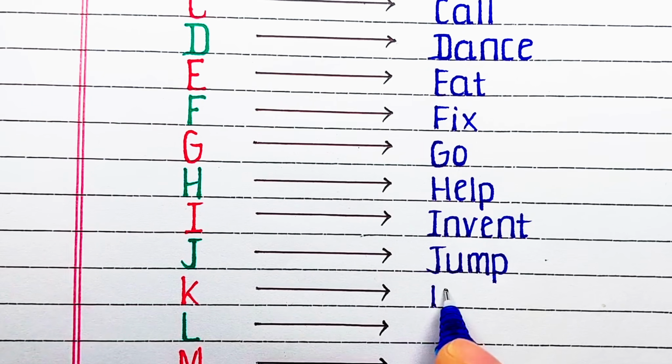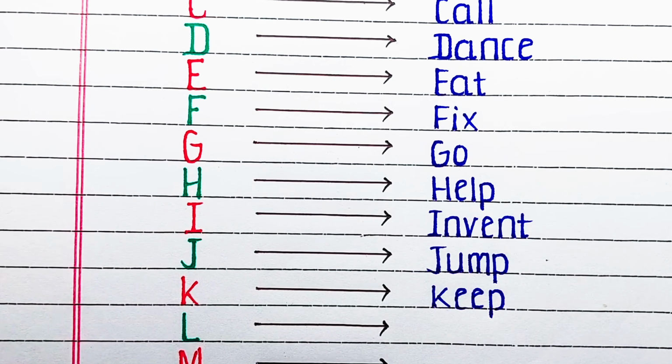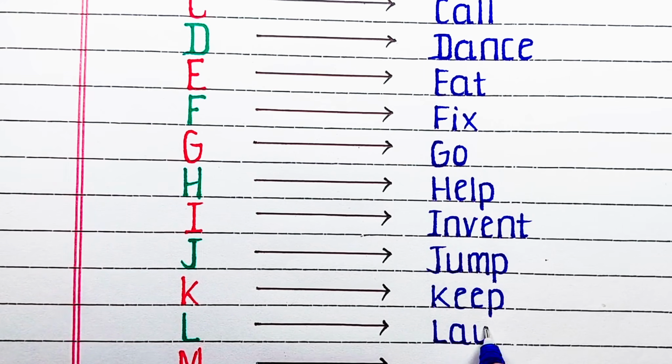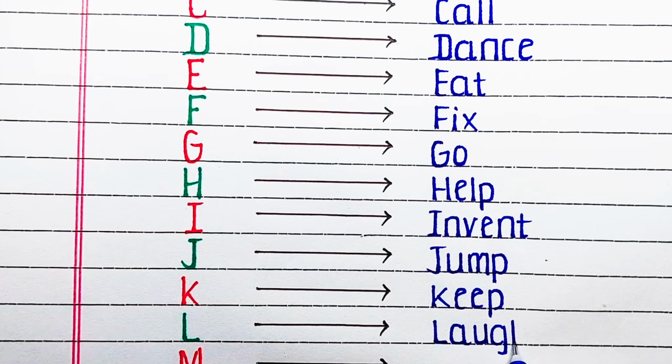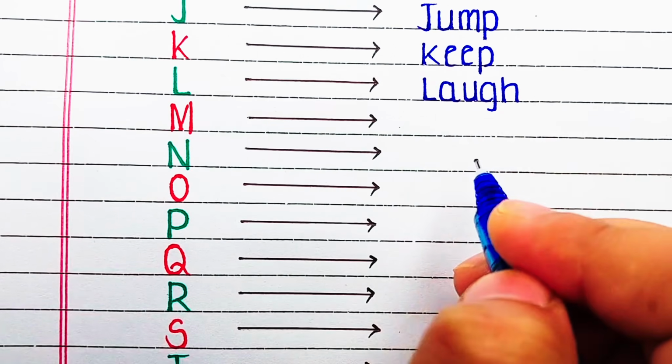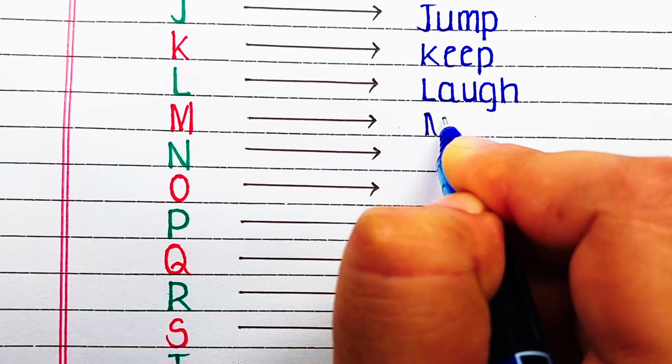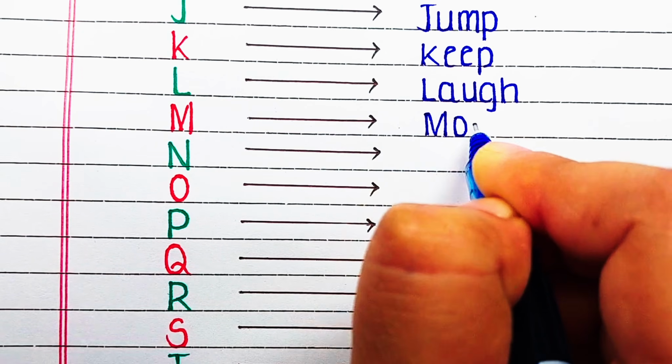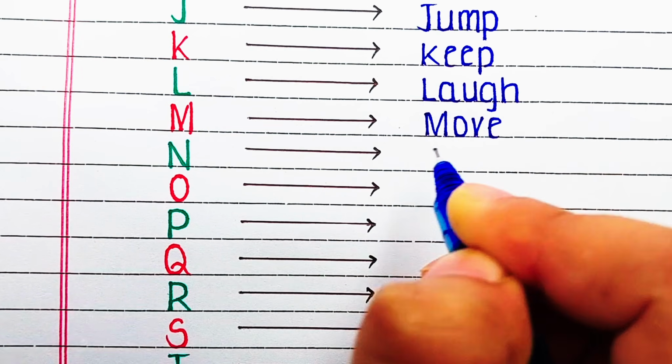Next is alphabet K. The word is KEEP, keep. Next is alphabet L. The action word starting from letter L is LAUGH, laugh. Next is alphabet M. The word is MOVE, move.